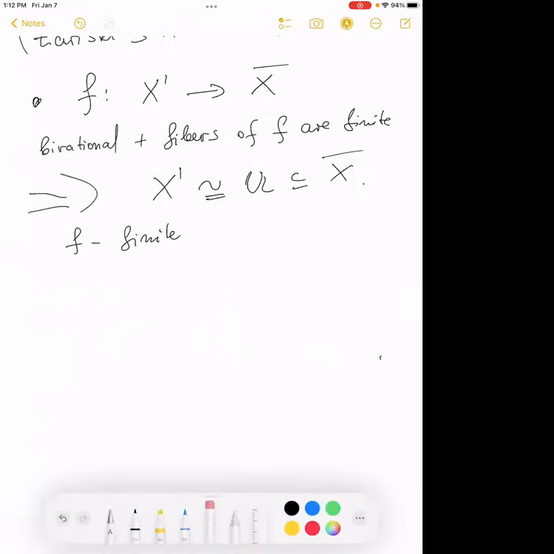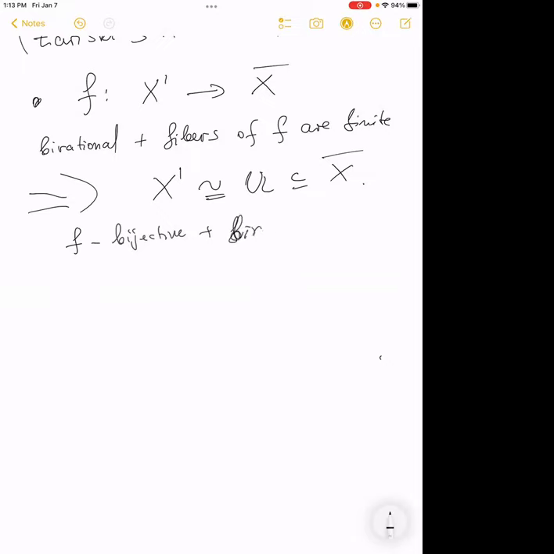If F is bijective and birational, if it's just bijective and birational, then X prime is equal to X bar. A very nice property of the normalization.